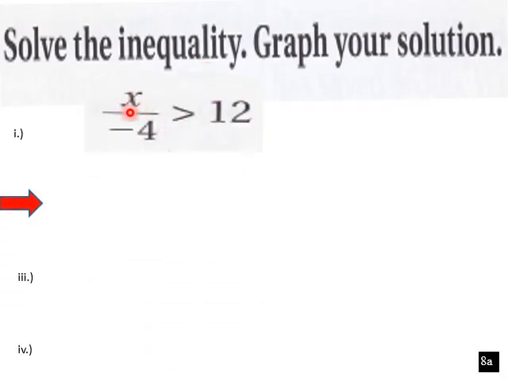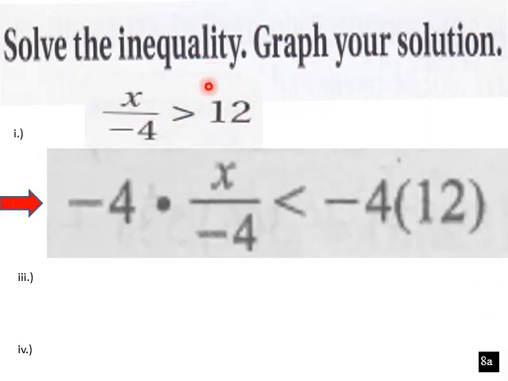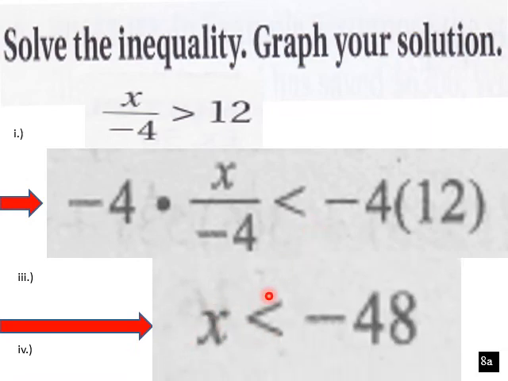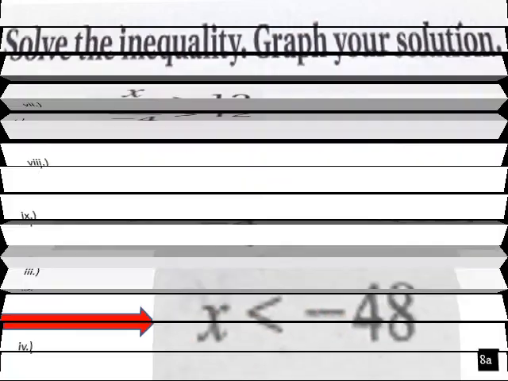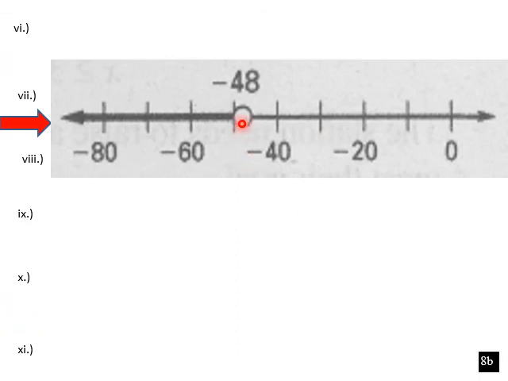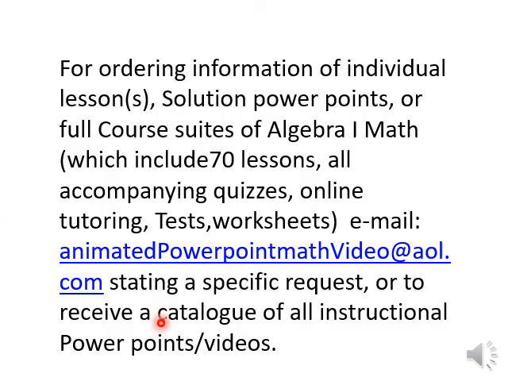Okay, solve the inequality. X over -4 is greater than 12. Graph your solution. So we're going to multiply now by -4. This is -4 over here. And the direction of our inequality sign changes now. X is less than -48. There will be the graph for that. X is less than -48, which is about there.